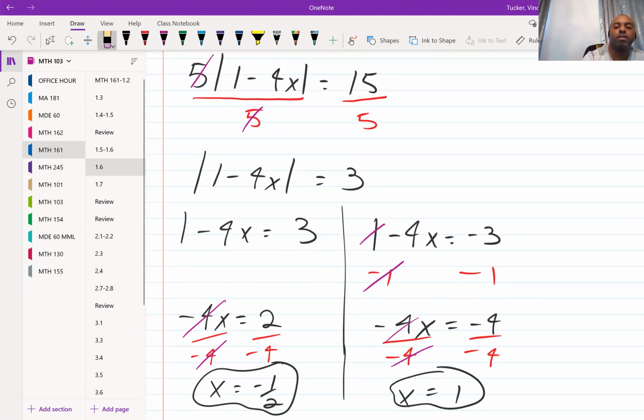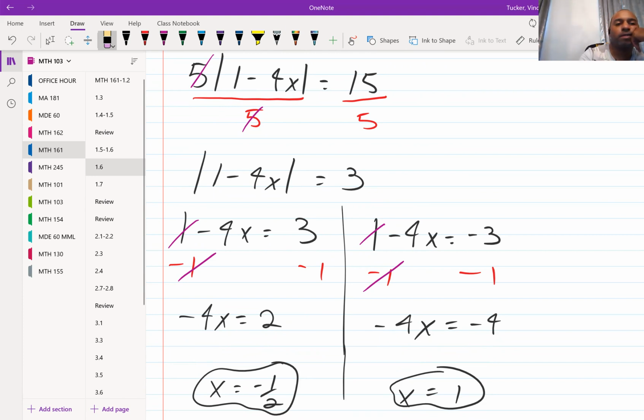So you would originally have 1 minus 4x equal to 3, 1 minus 4x equal to negative 3. Then subtract 1 from both sides. In each case, that'll give us negative 4x equal to 2, and then negative 4x equal to negative 4. Then divide by negative 4. And that'll give us a solution of x equal to negative 1/2 and x equal to positive 1.